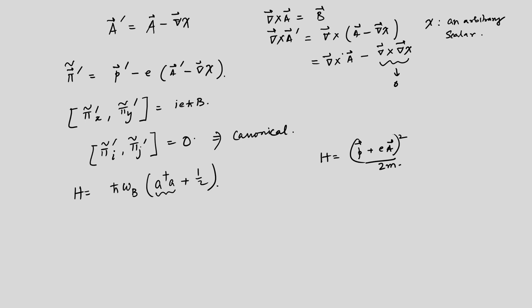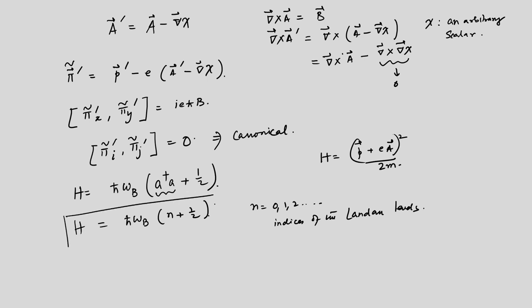So this is nothing but equal to h cross omega_B times (n plus half), and n is equal to 0, 1, 2, and so on, which denote the indices of the Landau level. Okay. So that's our Hamiltonian, now written in terms of the operators. So it's the n operator, which is a number operator, and it's written in the Fock states.